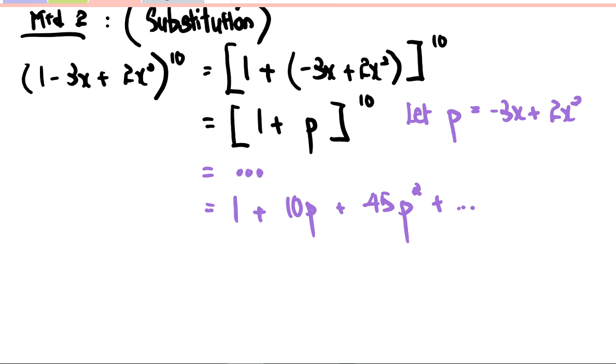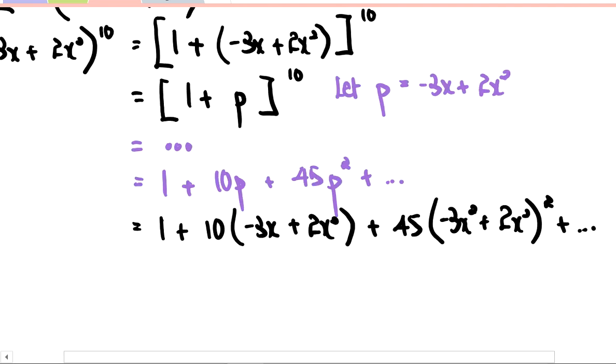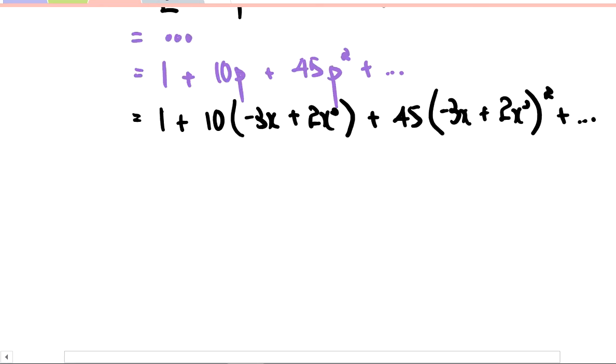Remember to replace your p with the initial round bracket term right now. Now I will only do those expansions that will allow us to get an x squared. Remember, I'll only do those expansions that will allow us to get an x squared. So I'm not going to do anything for 1. In the second bracket, the 10 must be multiplied to 2x squared to get 20x squared. I will need to square the round bracket term.